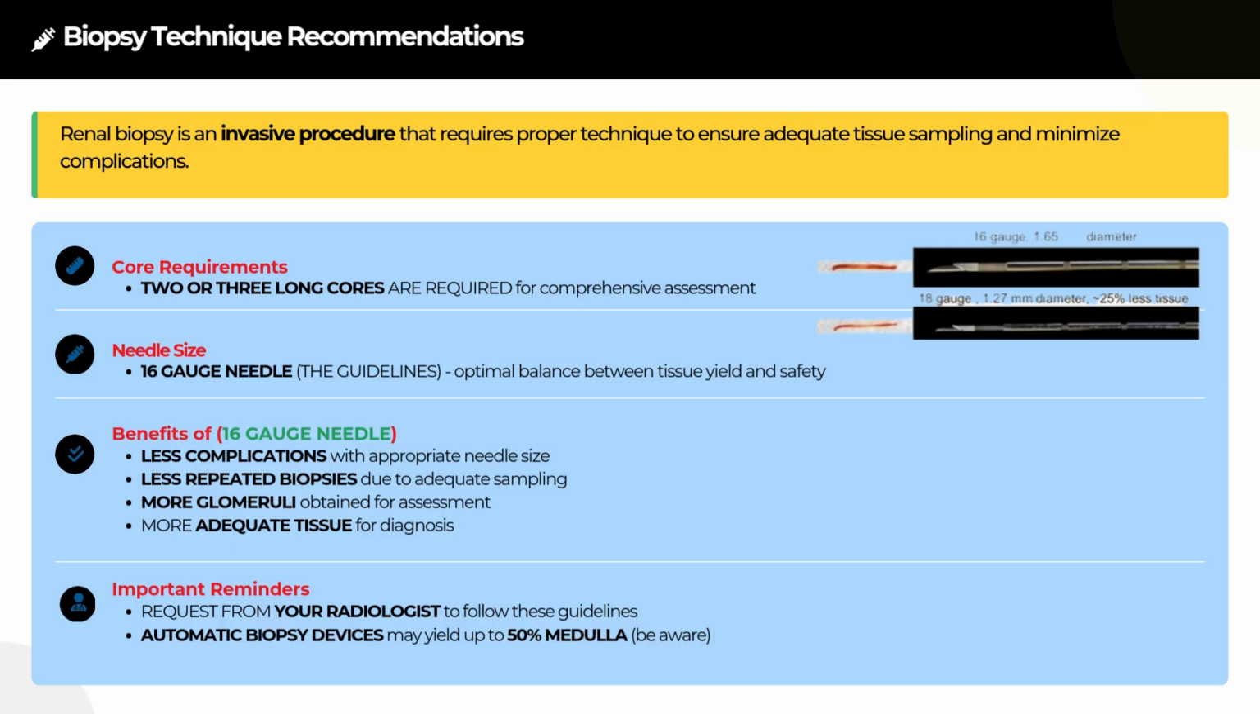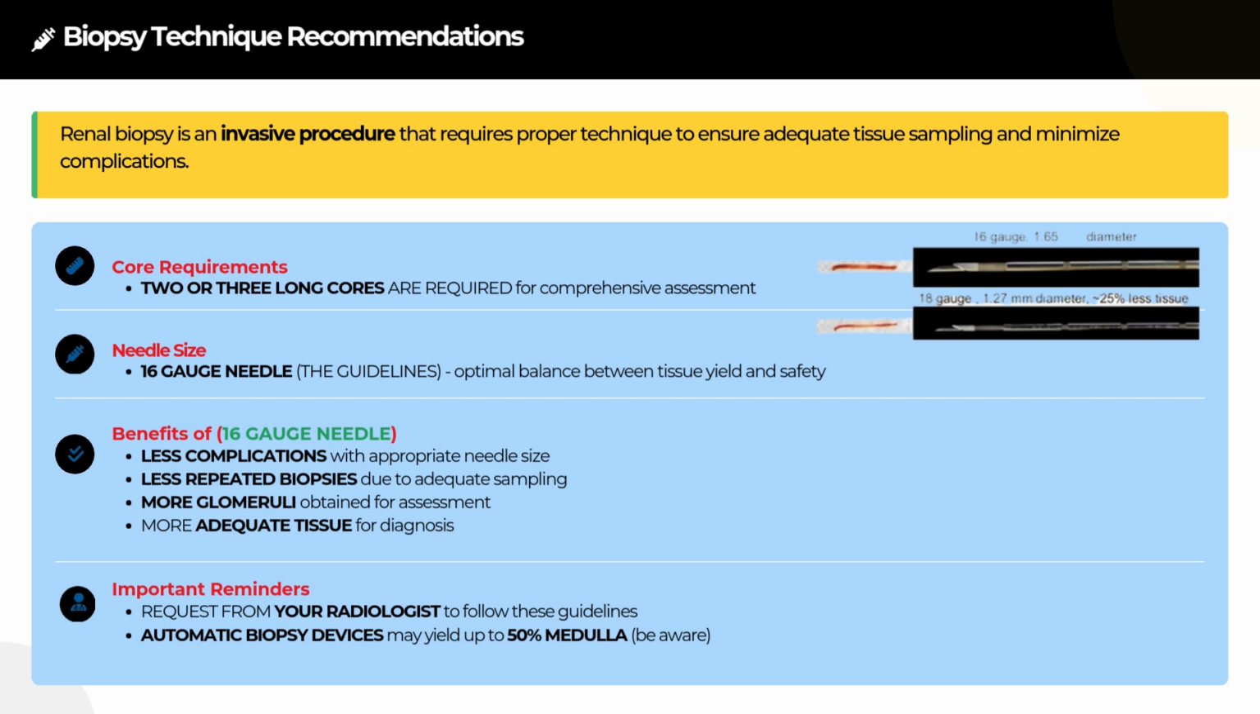and minimize complications. We require 2 or 3 long cores for comprehensive assessment. Needle size: we have two common needle gauges, 16 and 18, but we should use 16 according to the guidelines, because there is an optimal balance between tissue yield and safety in this size. Benefits of 16 according to studies: fewer complications with appropriate needle size, fewer repeated biopsies due to adequate sampling, more glomeruli obtained for assessment, and more adequate tissue for diagnostics.